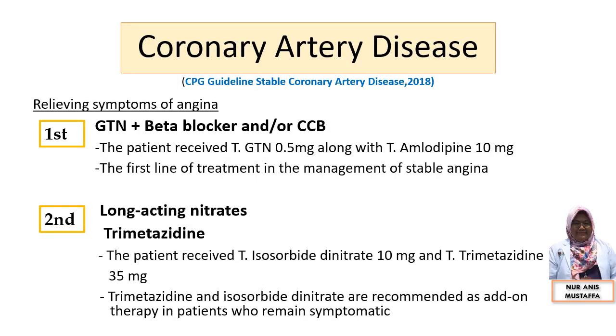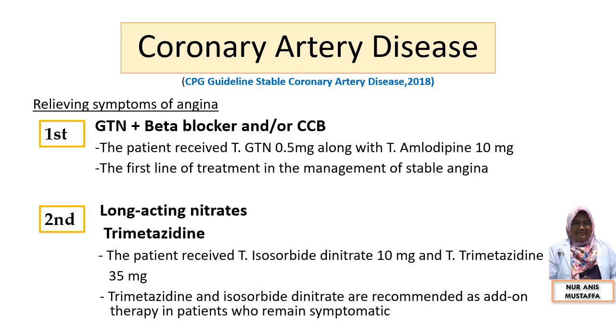Moving on to the patient's underlying condition of coronary artery disease. Based on the CPG guidelines Stable Coronary Artery Disease 2018, the management of stable CAD is divided into two: symptom control and prevention of CV events. The first choice of drug in relieving CAD symptoms is a short-acting nitrate, GTN, with the addition of a beta blocker or calcium channel blocker.